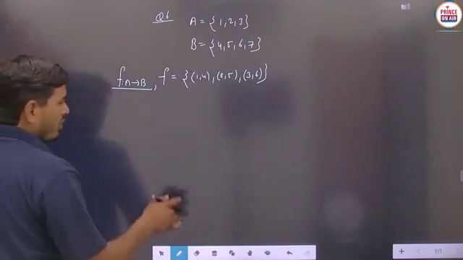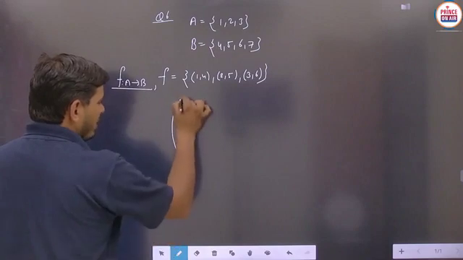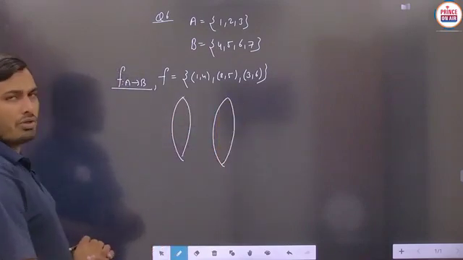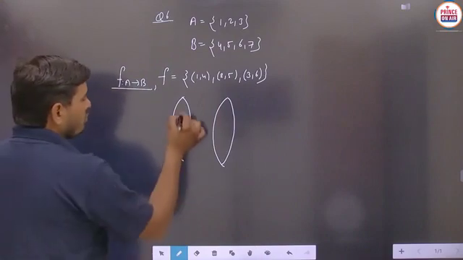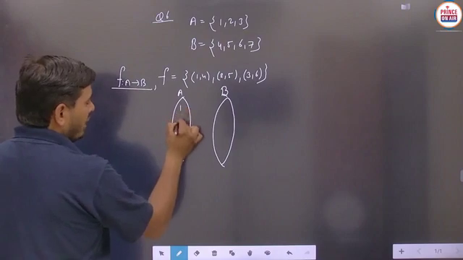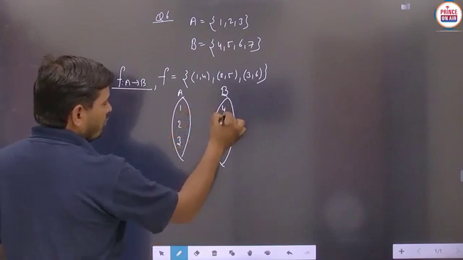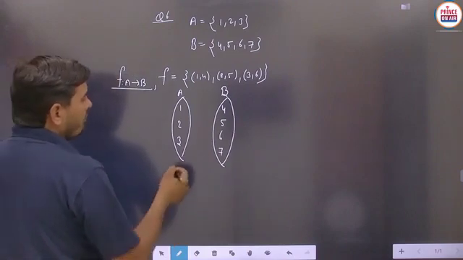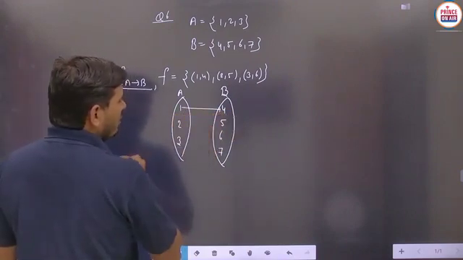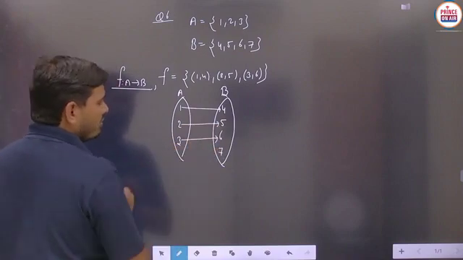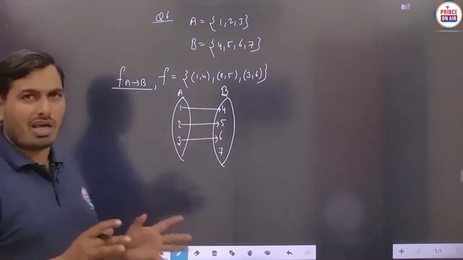Students, you can make the mapping here, because the question is given in this format, so we can solve it using the mapping. This is set A and this is set B. Here we write 1, 2 and 3, and here we write 4, 5, 6 and 7. Now 1 is connected with 4, 2 is connected with 5, and 3 is connected with 6. Is it clear? This type of function is given.